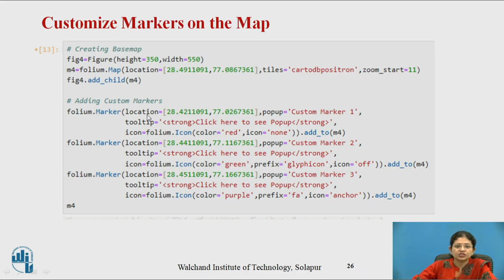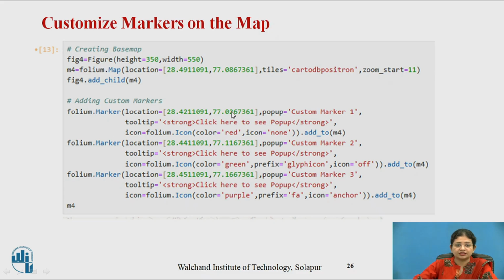Apart from the location, popup and tooltip, I have added one more thing here, that is icon equal to folium.Icon. In brackets the parameters are color equal to red, icon equal to none, and it is added to m4. So here I have declared one m4 variable. So another map is developed over here.